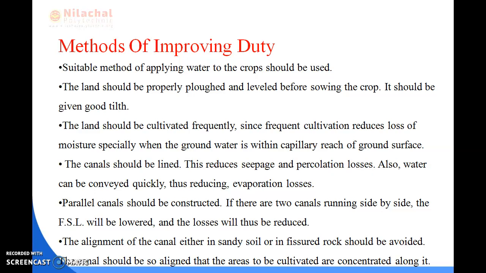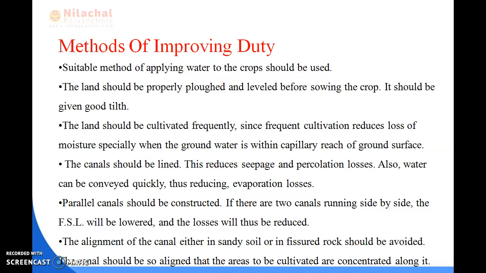So first, a suitable method for applying water to the crops. Next, the land should be properly plowed and leveled before we plant any crop or before we sow the crops. Then the land should be cultivated frequently, because frequent cultivation reduces the loss of moisture, especially when the groundwater is within the capillary reach of the ground surface. Next, the canal should be properly lined because it reduces the seepage and percolation losses. And parallel canals should be constructed.